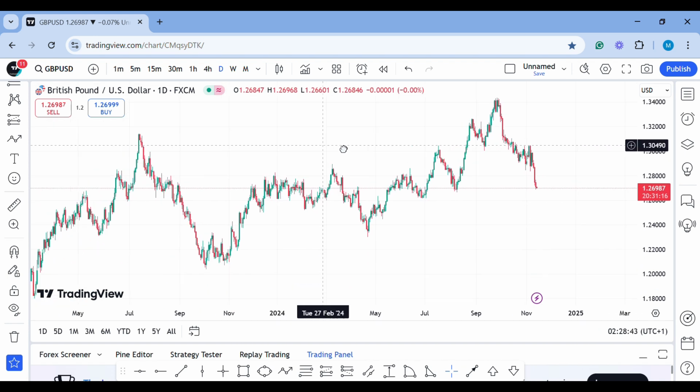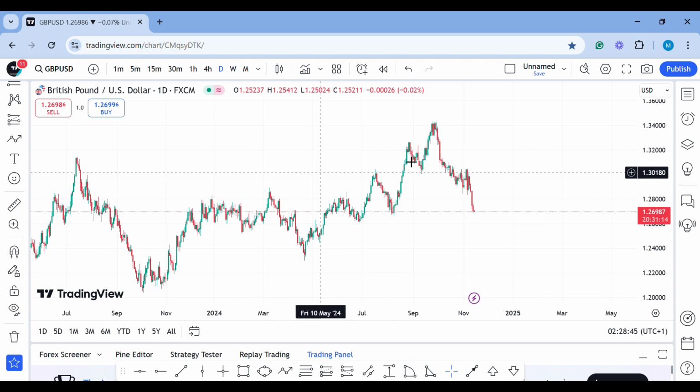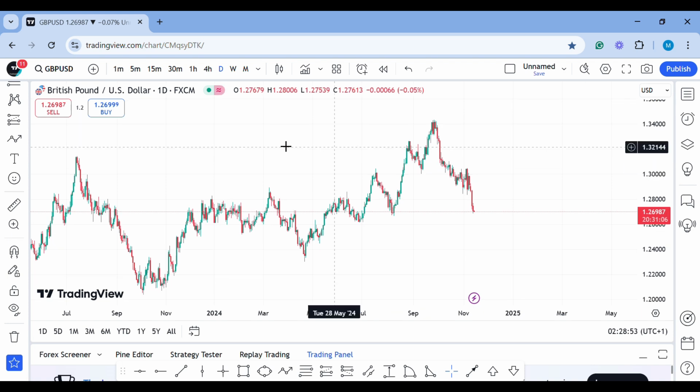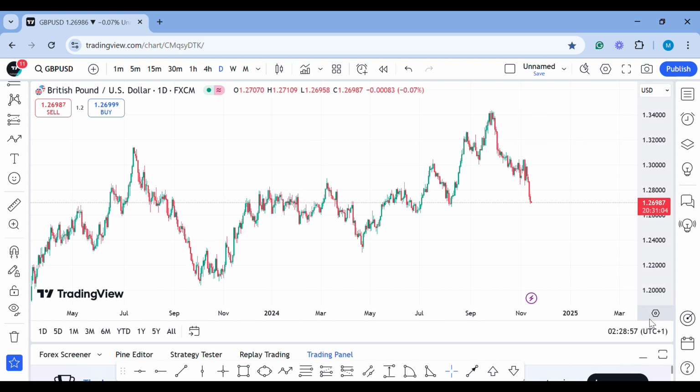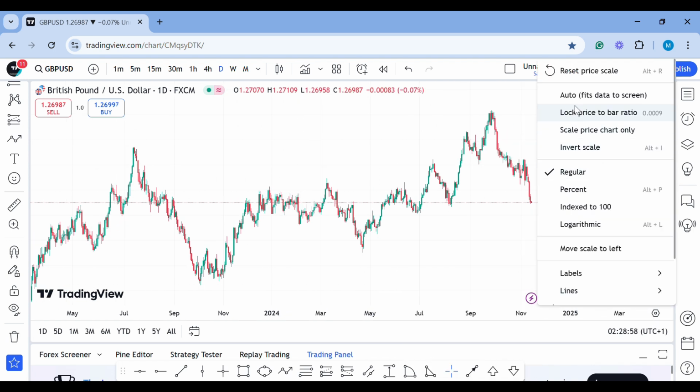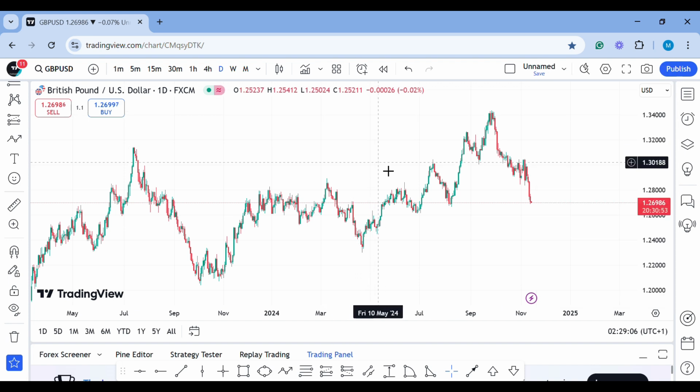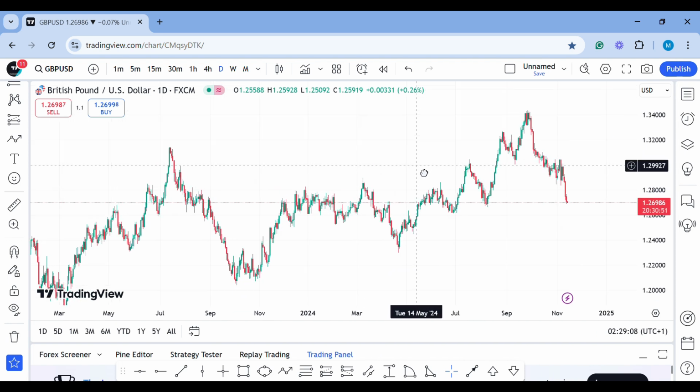In order for you to be able to freely move it like this, you have to take your cursor to where the numbers are written here. Just click on it, then check it like this, so you'll be able to move it freely. Or you come to the settings and remove auto fill data screen, so you'll be able to move it freely like this. You understand? So you will shrink the chart.